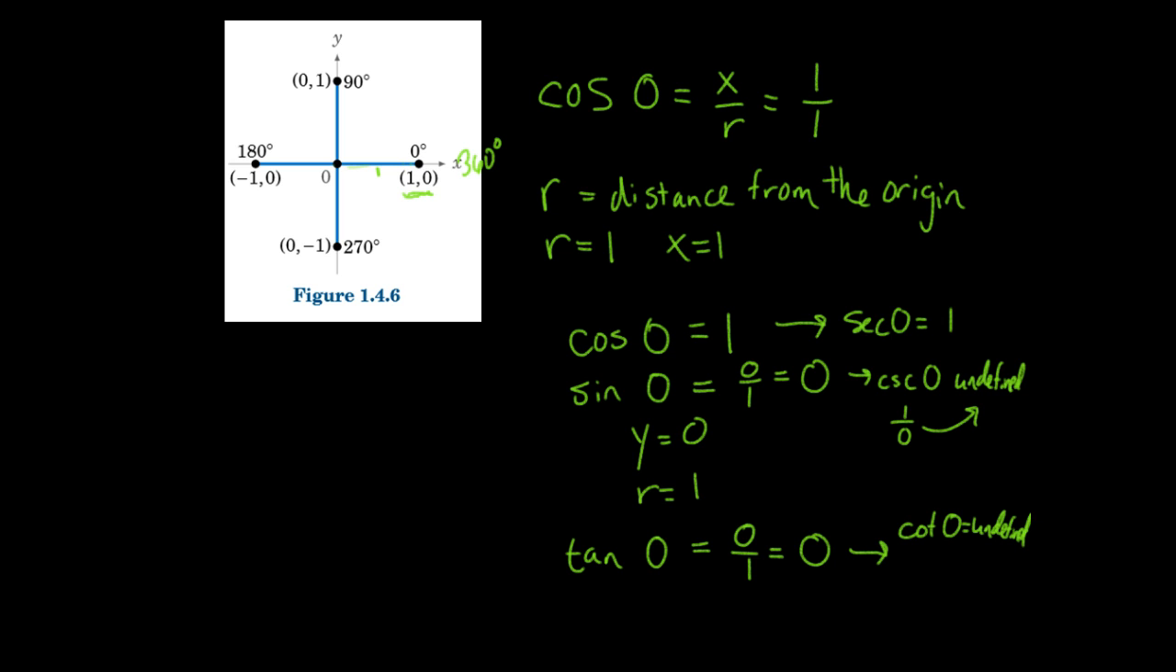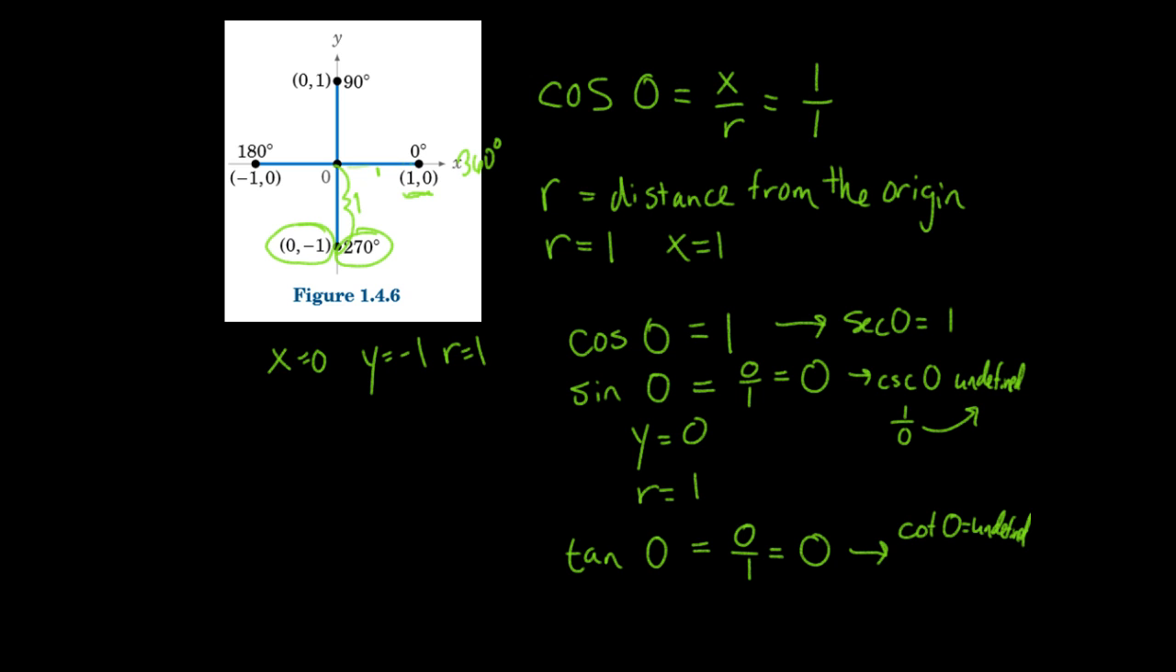Okay, so we're going to try that with one more angle, and then I want you guys to try the other angles. So let's do 0, -1, and 270 degrees. In this case, do you see that x equals 0, y equals -1, and the distance from the origin is 1 unit, r equals 1, because this distance from 0, 0 out to here is 1.